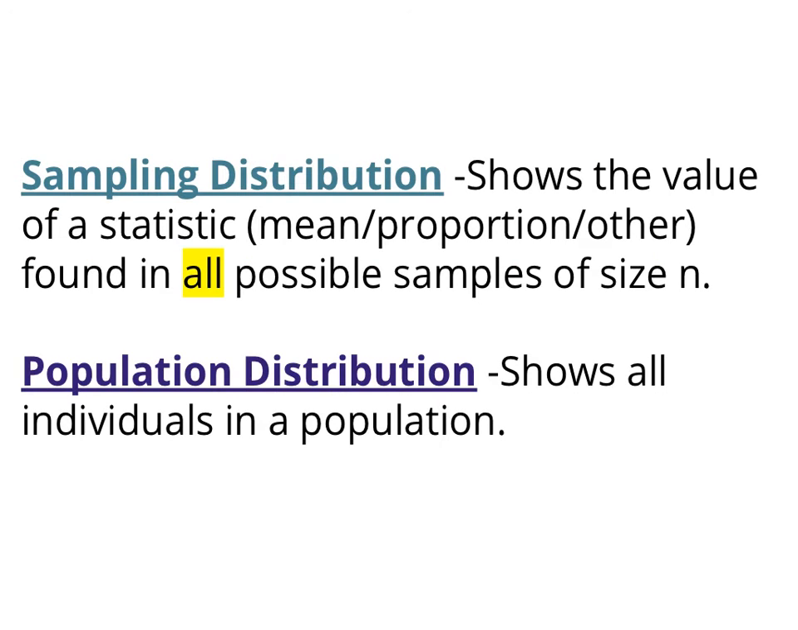Sampling distributions show the value of a statistic, so it could be the mean, it could be the proportion, or it could be something else, found in all possible samples of size n, and I'll show you this with a graphic shortly. And this is different from a population distribution because that's just showing all the individuals in one population.